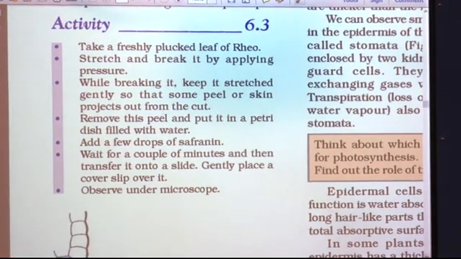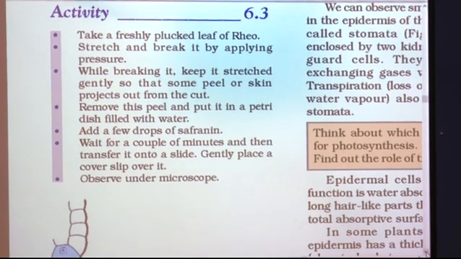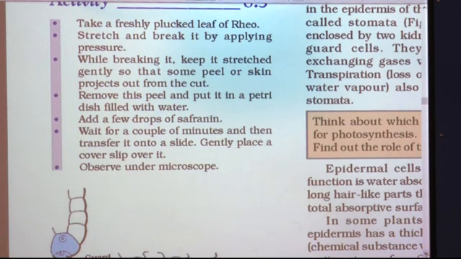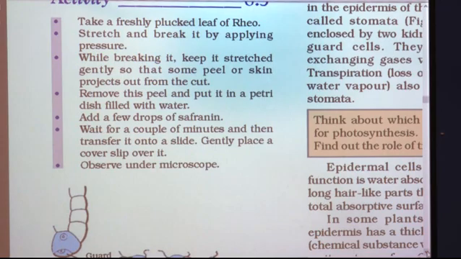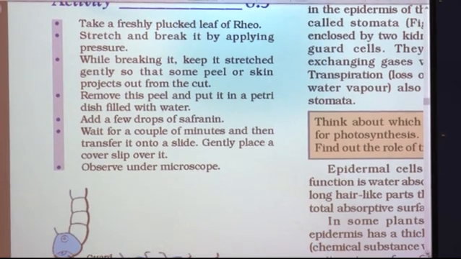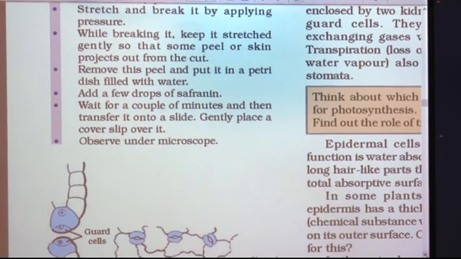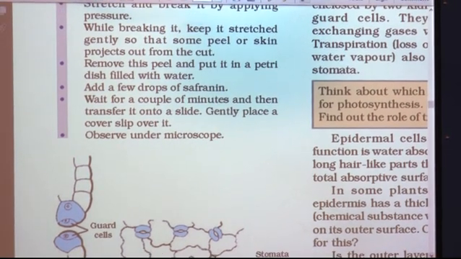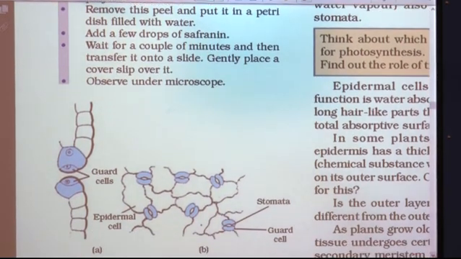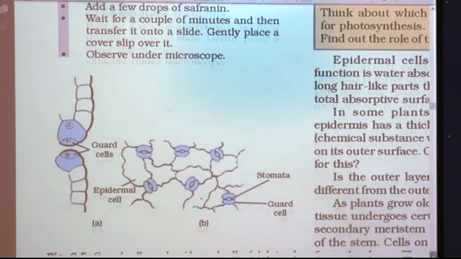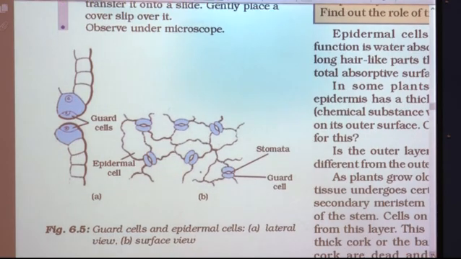So what you are supposed to do in this activity, you have to take a leaf of Rheo plant, stretch and break it by applying pressure, and some peel or skin should project out from the cut. Then you have to place it in the petri dish, add water, then add a stain that is saffranin, and wait for 2 minutes and then observe it under the microscope by placing it on a slide and covering it with a cover slip.